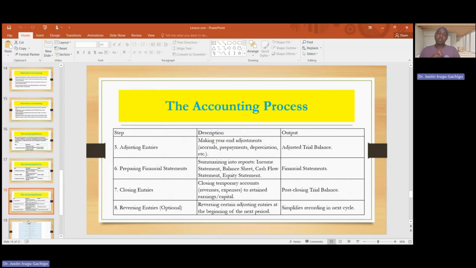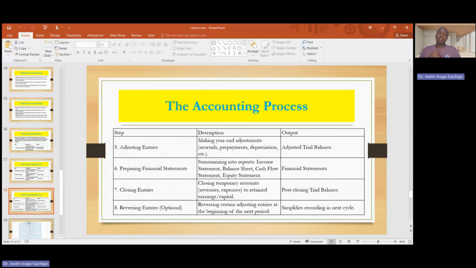The other one is closing entries. So you close temporary accounts, that is revenue and expenses, to the retained earnings, and this gives the post-closing trial balance. What normally happens is that at the end of the year, you run the end of the year procedures, and when you run them, all the periodic accounts, that is the profit and loss, all of them net off to the retained earnings.